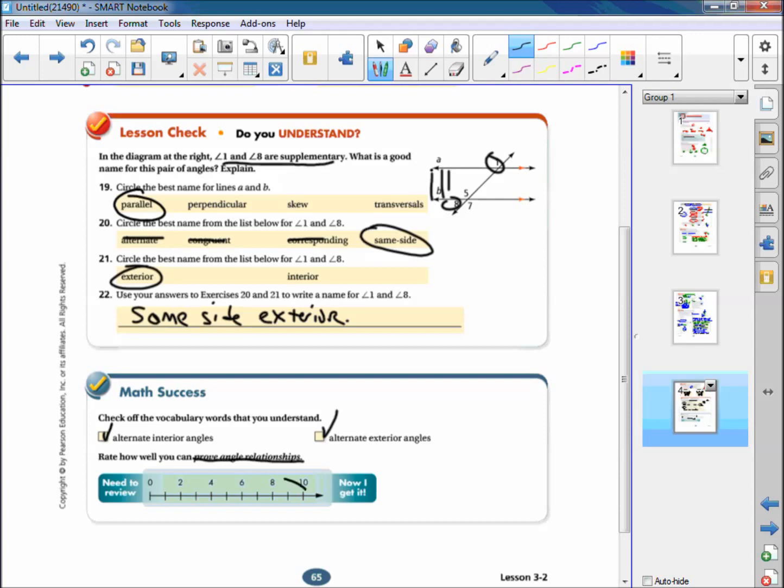So ideally we want to be up here. If not, you might want to go back to page 3 and look through that proof again and make sure that you study some of those definitions and postulates and theorems so that you can use them in your proofs.